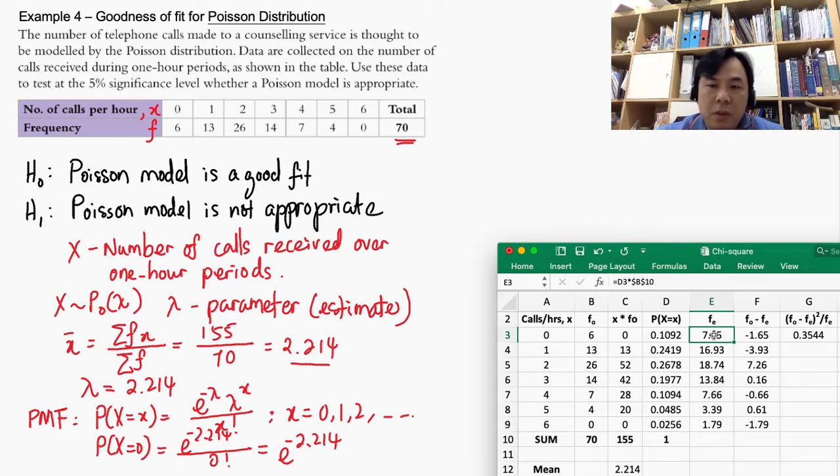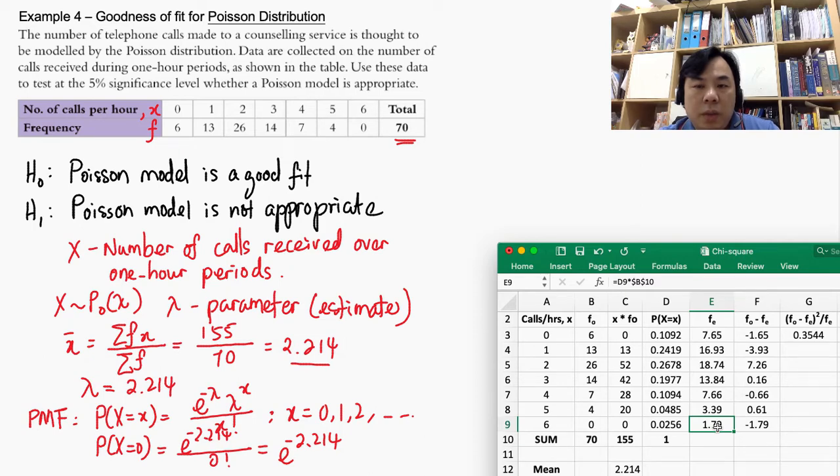So the expected frequency is given by the NP. So this is our P. Our N is a total of 70 there. So you can see that a total of 70 there. Right? So we will take this probability and multiply it with this 70. So you will get 7.65 and so on and so forth. Okay, now that will be our expected frequency. Right, now I hope that's clear.